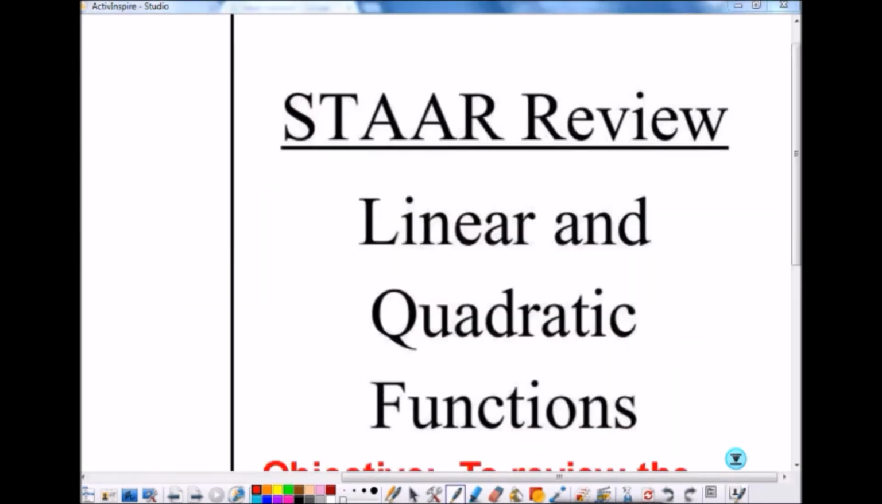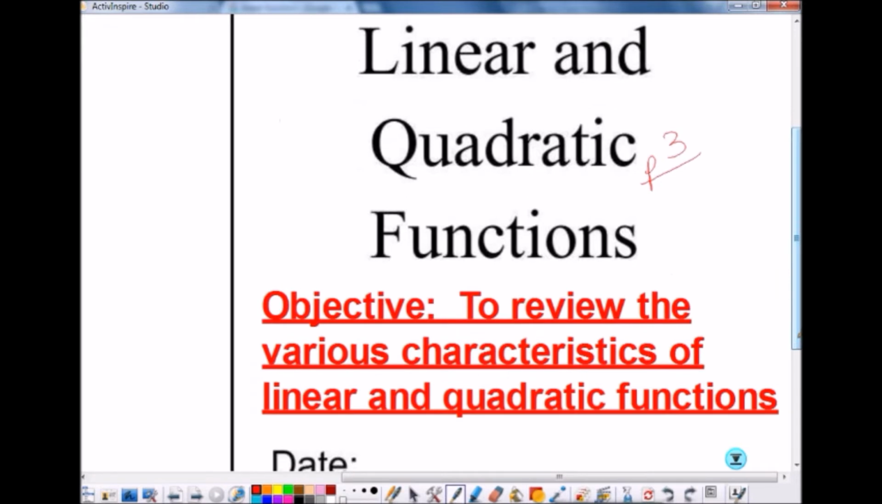This is your instructional video over your STAR review, linear and quadratic functions. We will be continuing in your booklet, page 3. Remember, the objective is to review the various characteristics of linear and quadratic functions. Please review page 1 and 2, and we will begin at page 3.